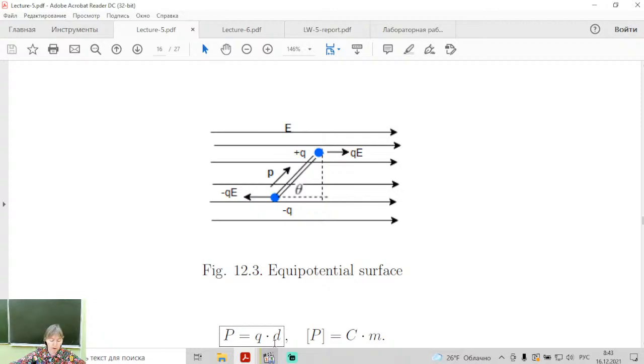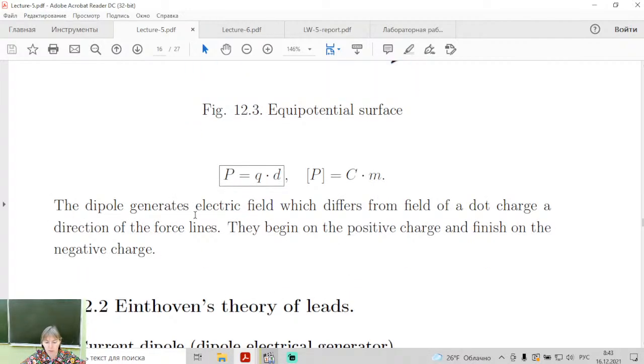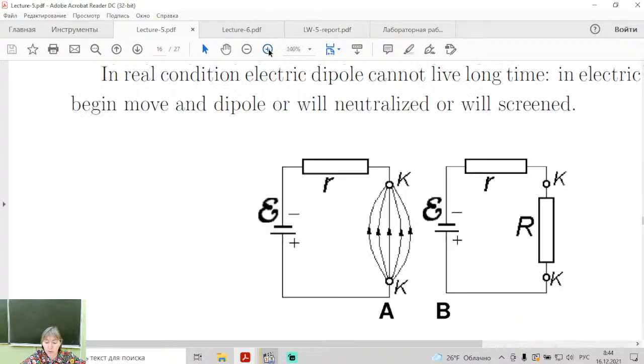And to talk about Einthoven's theory of leads. Current dipole, or dipole electrical generator. In real conditions, an electric dipole cannot live a long time. In an electric field, the charges begin to move and the dipole will be neutralized or screened. And look at this picture.